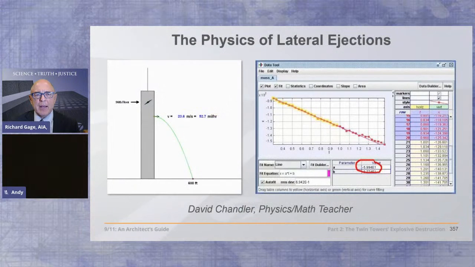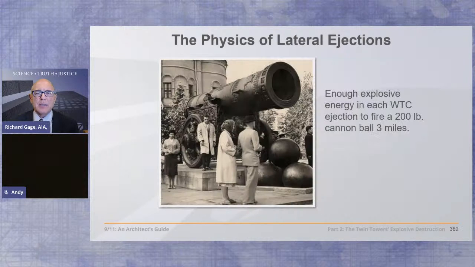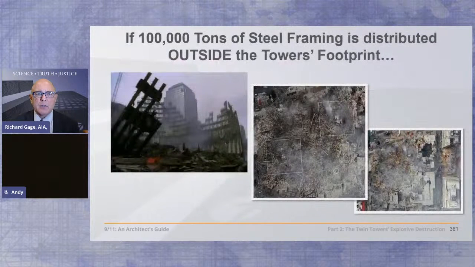So 80 miles an hour, these 4-ton structural steel sections are hurled. That's enough energy to hurl a 200-pound cannonball 3 miles. Where's all this energy come from? Because there's thousands of these freely flying structural steel sections.